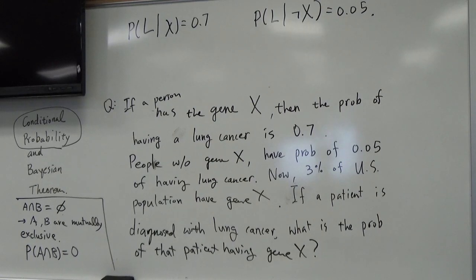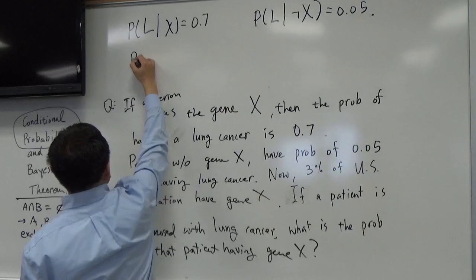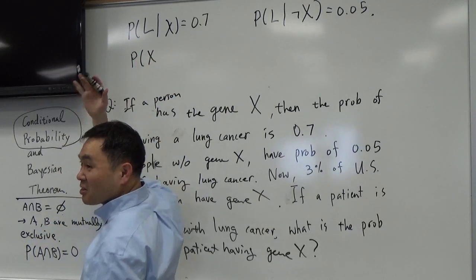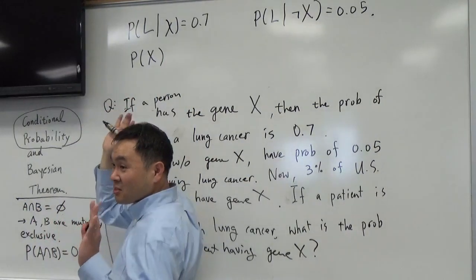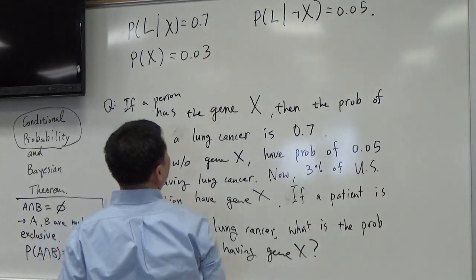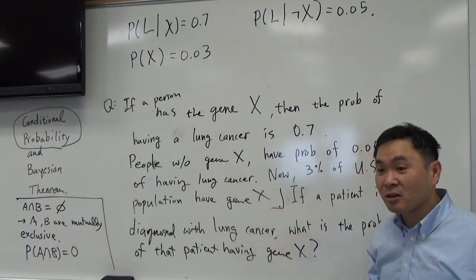3% of the US population have gene X. What is it? P of X under United States. We'll just say United States, it's given. So P of X is 0.03. So these are the probabilities given until here.